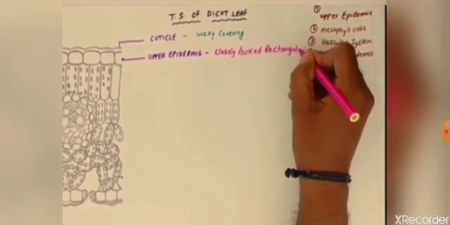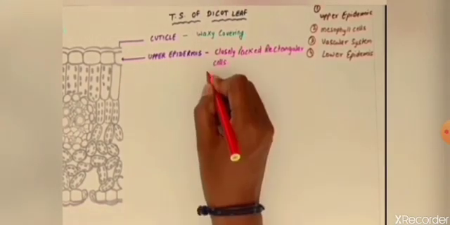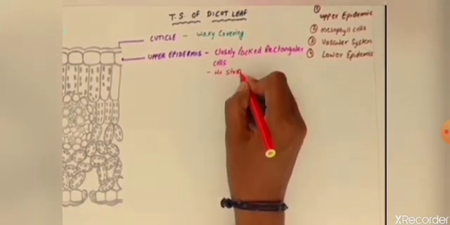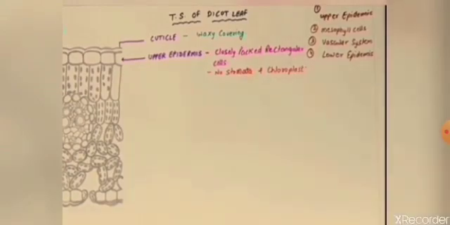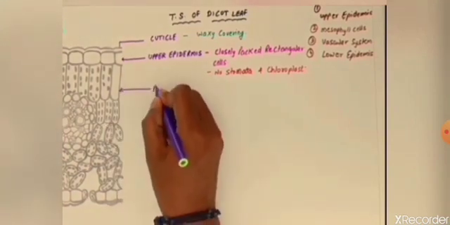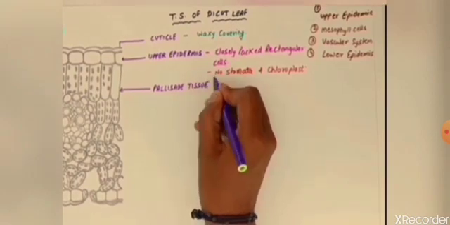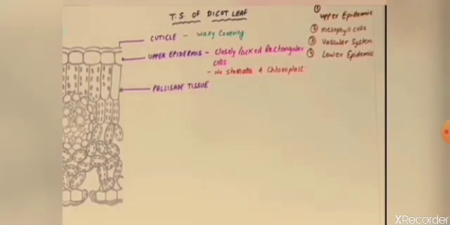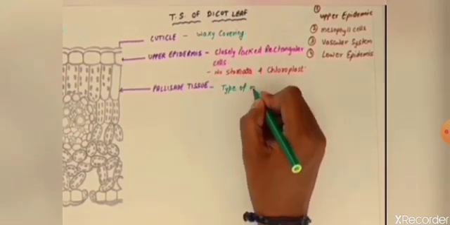So upper epidermis contains closely packed rectangular cells. It is rectangular in shape, and the outer wall will be slightly curved. Here, more or less, the stomata is absent, or else it is less in number in the transverse section of dicot leaf. It does not contain chlorophyll.